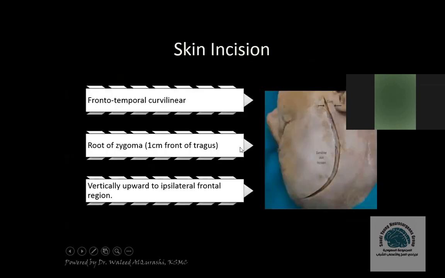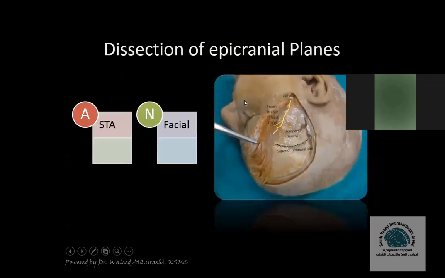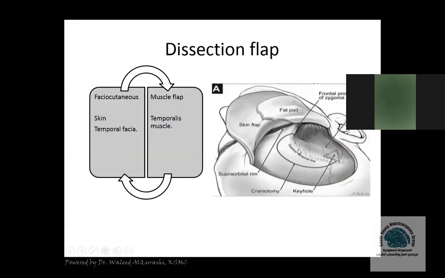The skin incision is in front of the tragus, curvilinear, 1 centimeter, and vertically upward to the ipsilateral frontal region, to the midline. During the dissection of the cranial flap, take care of the frontotemporal branch of the facial nerve and the superficial temporal artery. So prefer to perform interfascial dissection, and then reflect two flaps. The first is the fasciocutaneous flap, which includes the skin and the fascia. And the second flap is the temporalis muscle flap.